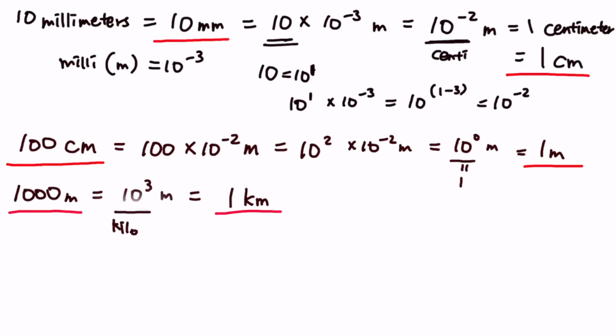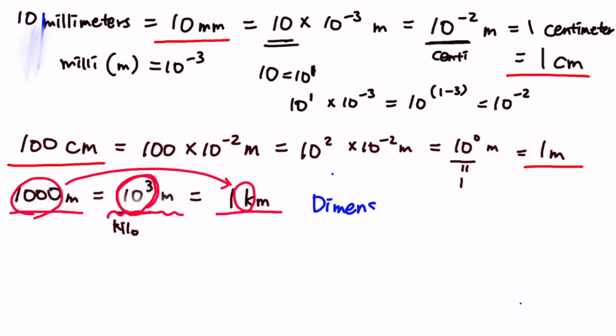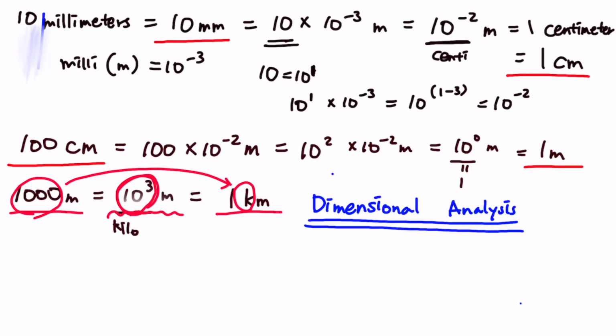If you can convert from here to here right away, that's great. But I want you to understand this step, okay? I want you to think about 1000 is equal to 10 to the third and 10 to the third is equal to kilo. I want you to be able to do that right away. This kind of step, we call that dimensional analysis. So you should be able to be very comfortable doing dimensional analysis by using different units, not just prefixes. Okay, I'm going to give you a bunch of examples for dimensional analysis as well.